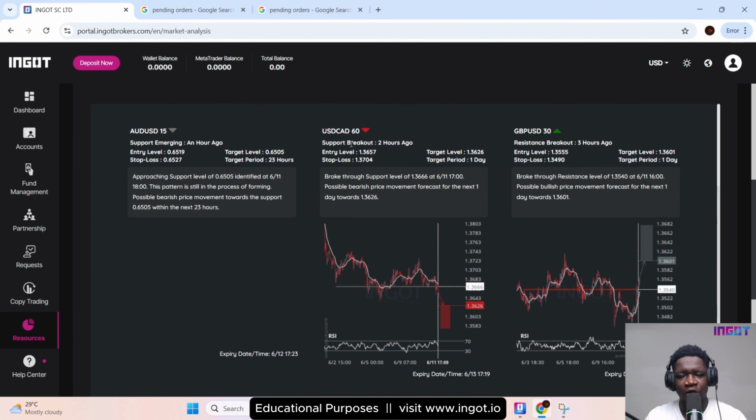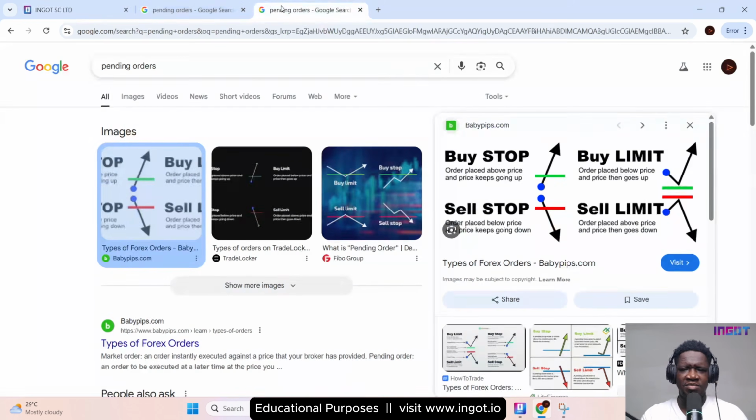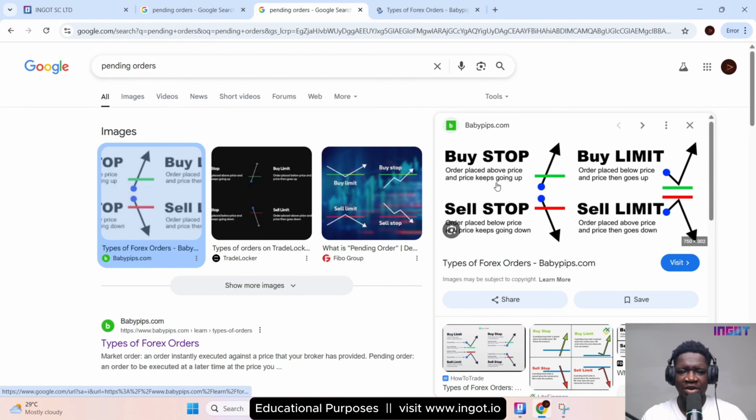All right. Now, pending orders, we have a fair idea. You automate your trades, and this is how the signals look. Let's use this image to explain it better. As you can see here, we have buy stop, sell stop, buy limit, and sell limit. Buy stop simply means, or the definition here is, the order is placed above the current price, and the price keeps going up.